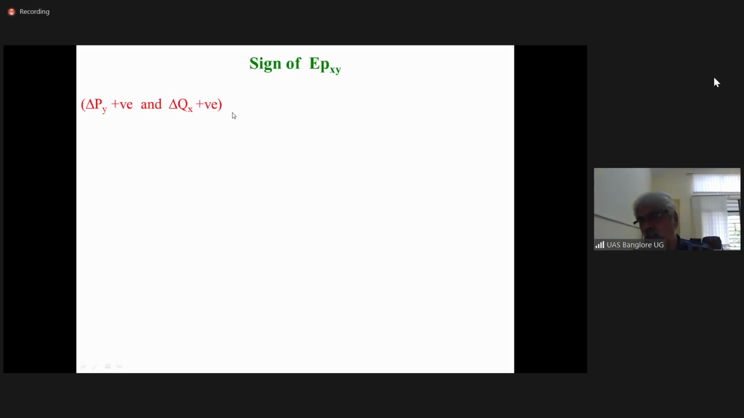Can you guess what could be the relationship between the two commodities? When the price of Y increases, the quantity demanded of the other commodity increases. Then what type of goods are these X and Y? Because of paucity of time, I directly go there. EPXY is positive, because both numerator and denominator are positive. Then X and Y are substitutes.